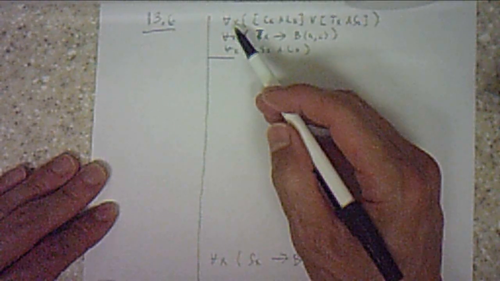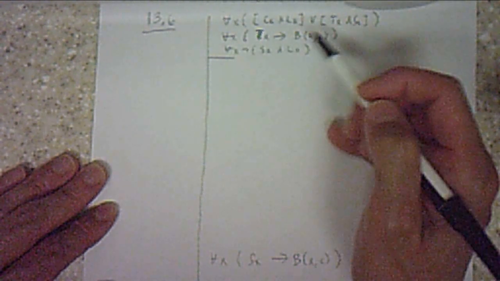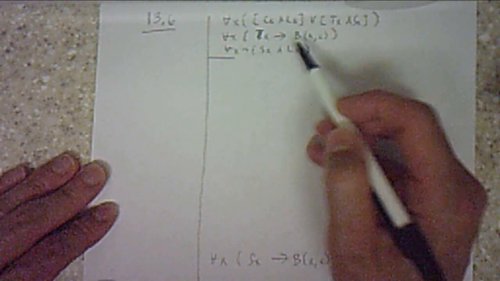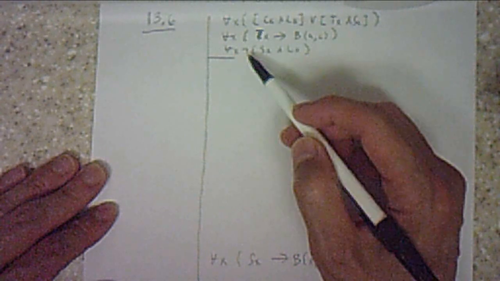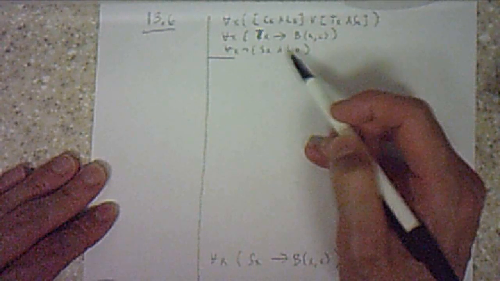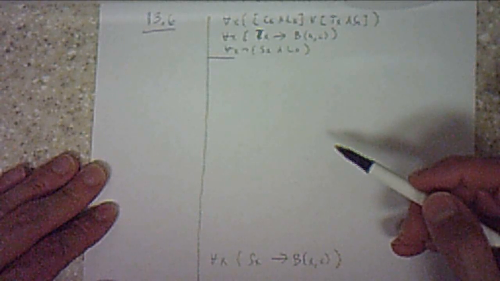The first one is an all sentence. Everything is a large cube or a small tet. The second one says all tets are in back of C, all blah blah. And the third one says everything is not small and large at the same time. Each object can't be small and large at the same time. So none of these are existential sentences. They're all universal.